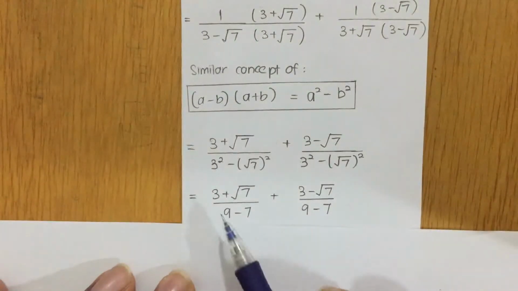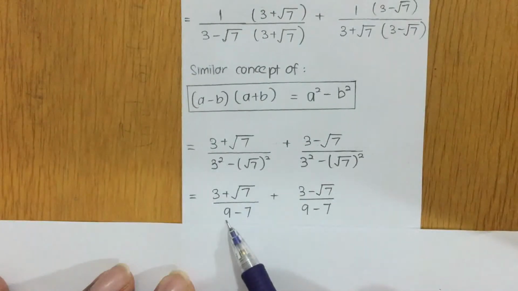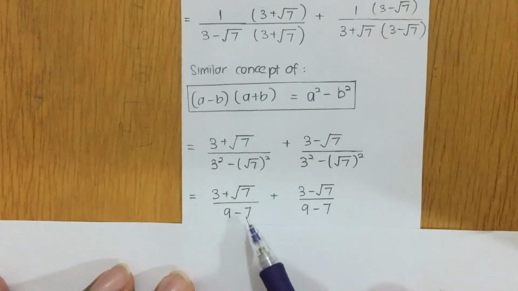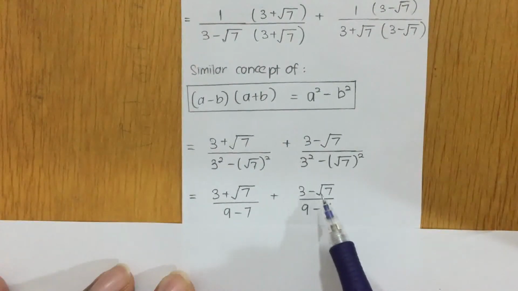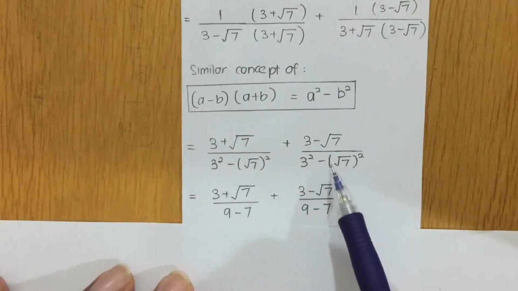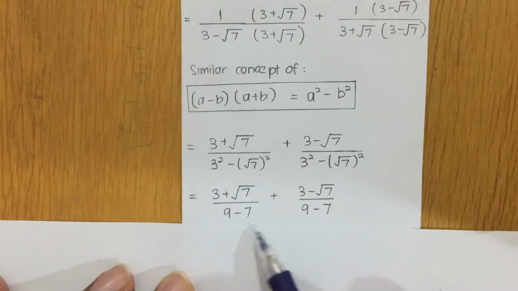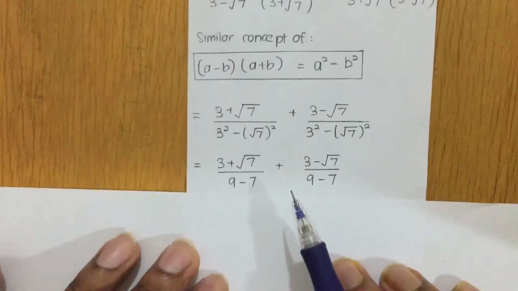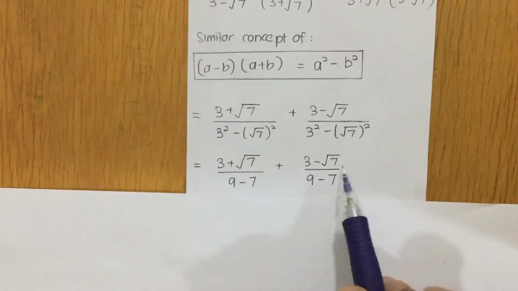From here, 3 plus square root 7, divided by 3 square, which you get is 9, minus square root 7 square, which you get is 7. The same thing over here, you plus 3 minus square root 7, divided by 3 square, which is 9, minus square root 7 square, which is 7. So 9 minus 7 you should get is 2, guys. Once you get the denominator value, you can combine the numerator.